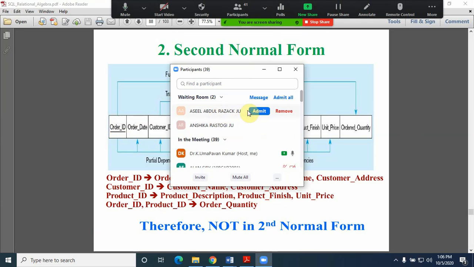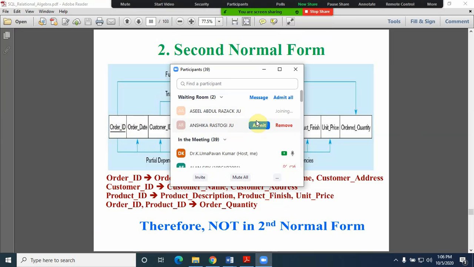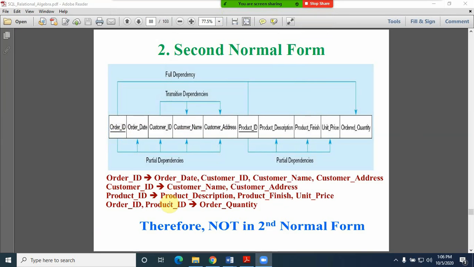we have orders and the attributes related to this order are order date, customer ID, customer name, customer address. These particular things are depending on the partial key. Actually order ID and product ID are the common keys, friends. Order ID and product ID together they are the keys.